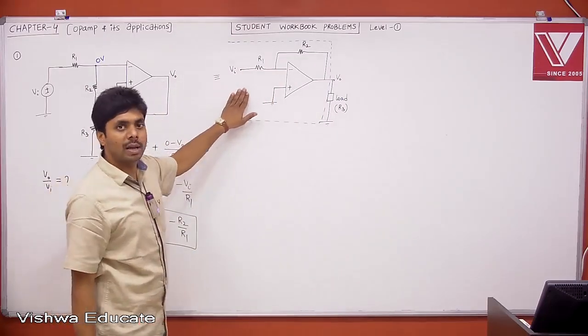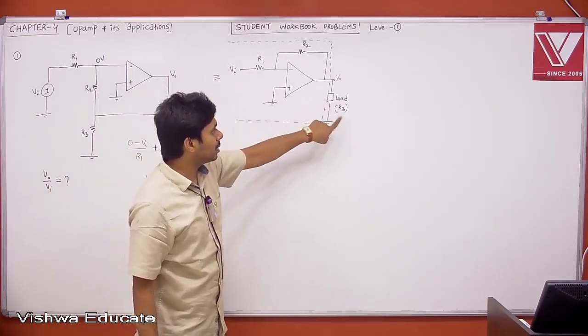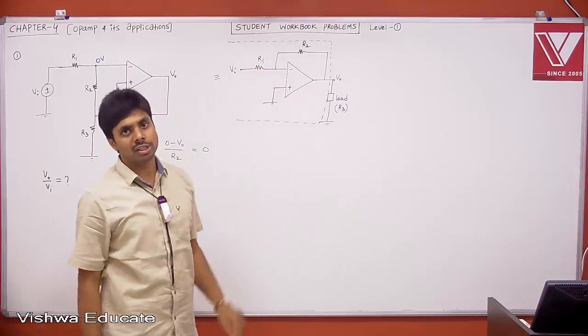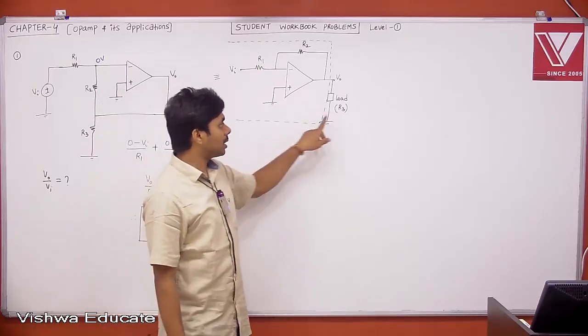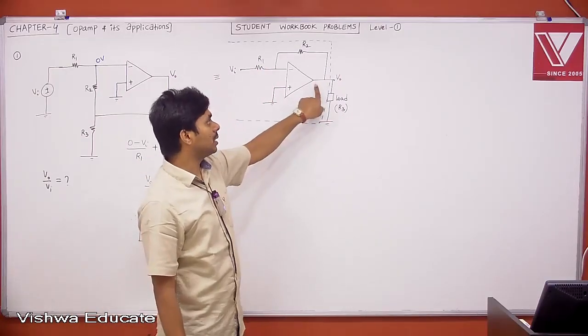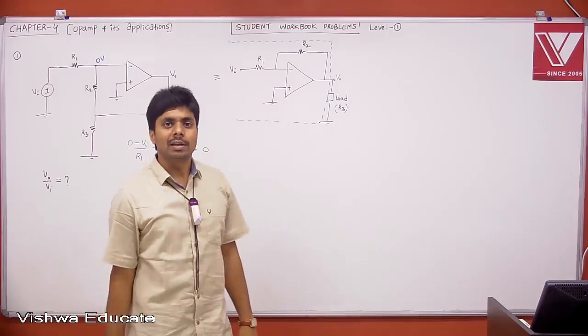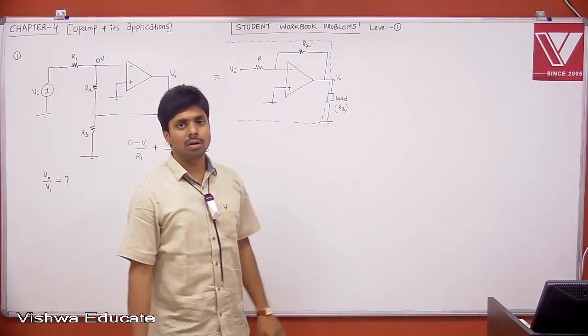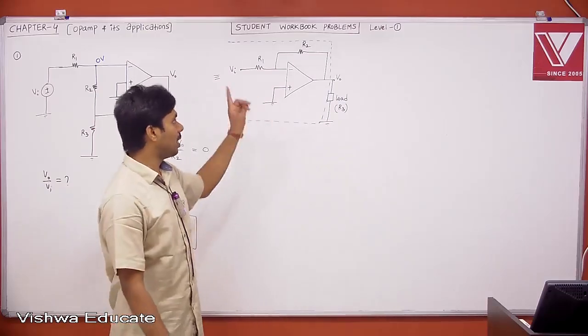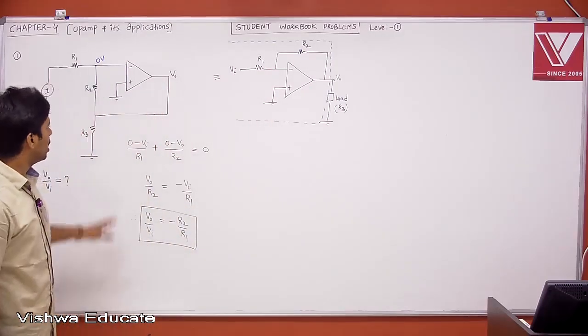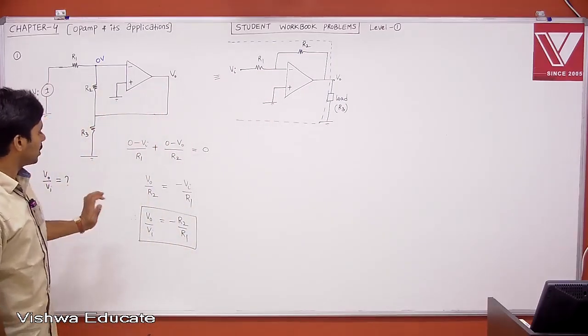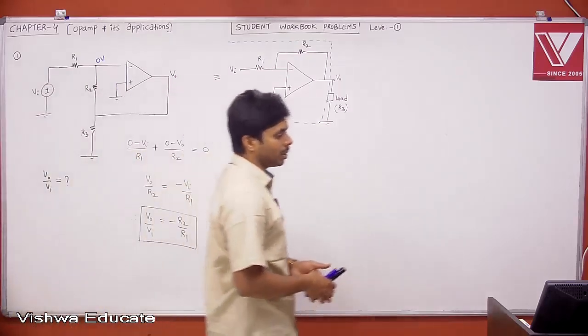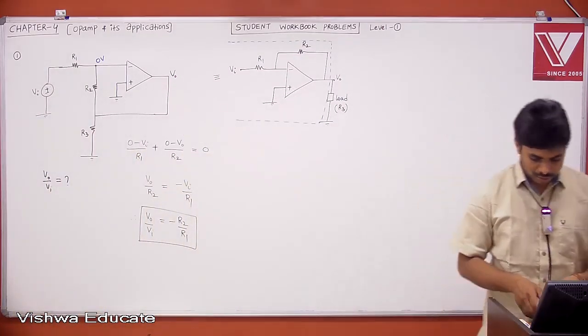If the op amp is not a voltage amplifier, then whatever load you connect, there is a loading effect, and the gain of the amplifier will change. Assuming R3 is very much greater than the R0 of your op amp, which is 10 ohm, if this is a 1K, 2K, 3K load, you can definitely ignore the output impedance effect. If you apply nodal analysis, you get V0 by Vi equal to minus R2 by R1.